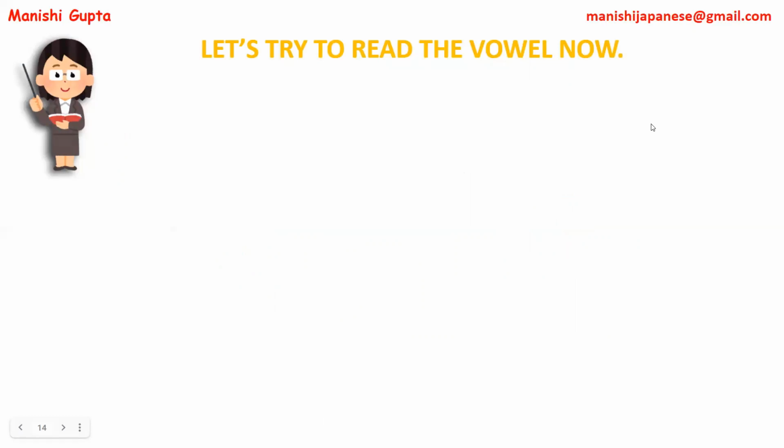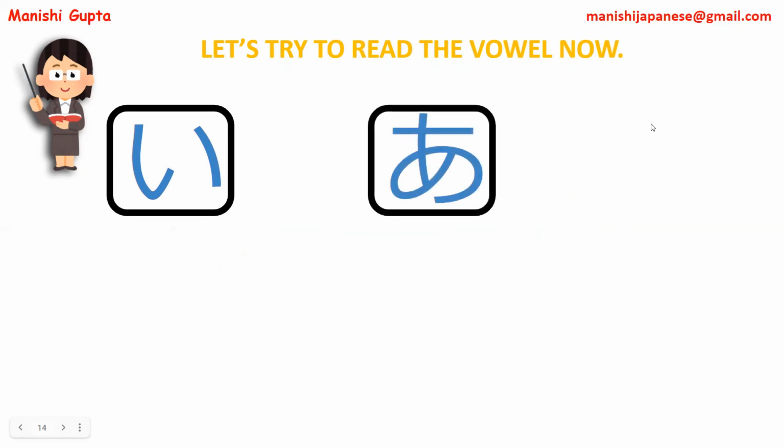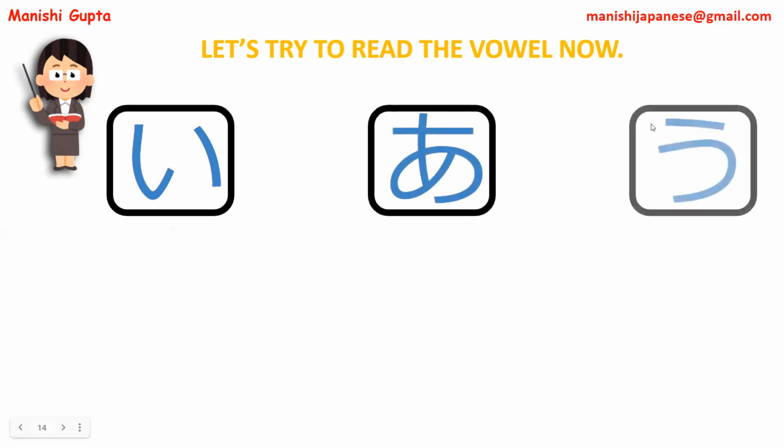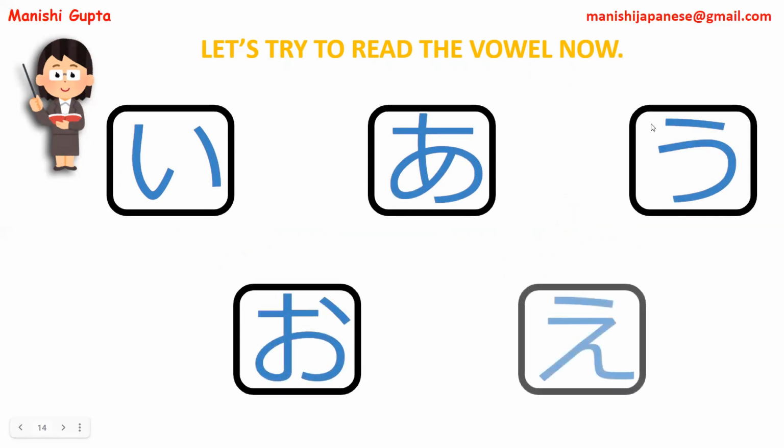Now let's try to read the letters again, but this time I've shuffled the letters for you. So try to read it yourself once. The first letter goes this one. Okay, it's E. Next, A. U. O. And the last one is A. I hope you were able to read these.